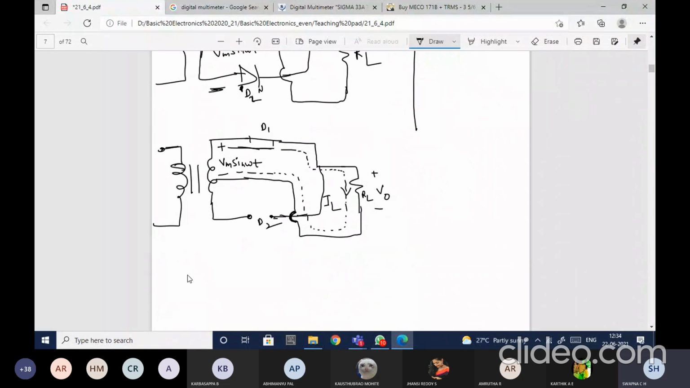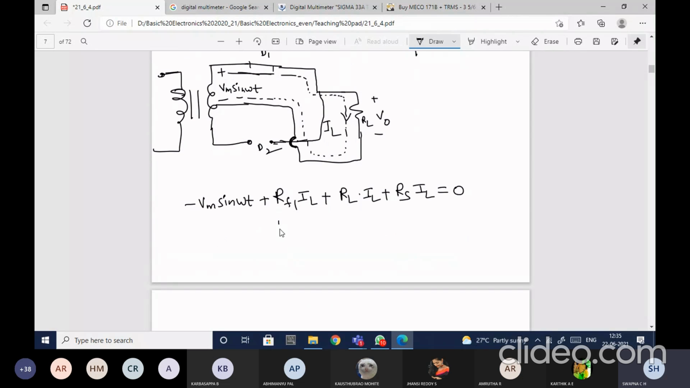As usual, let us write the equation. I'll go in the clockwise direction. So minus Vm sin omega t, plus here I have the diode. Let me consider that there is a small diode resistance available, so plus Rf1 IL. Later on we'll consider that this diode resistance is 0, very less. Plus RL into IL, plus the resistance of the secondary of the transformer, Rs into IL, is equal to 0.